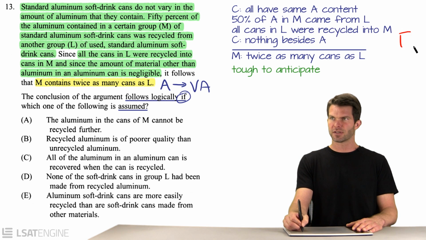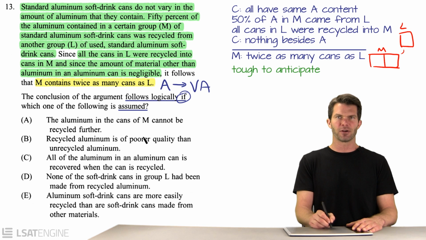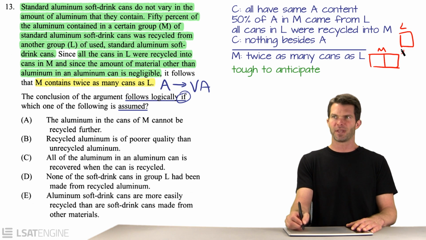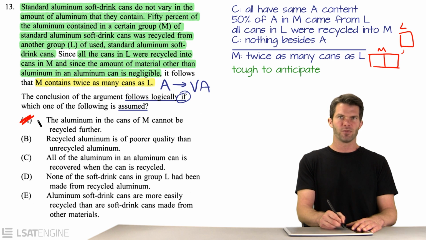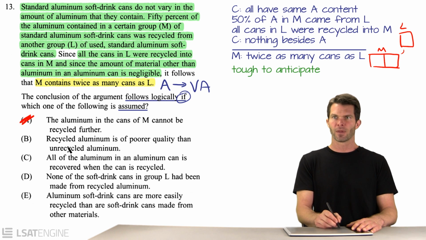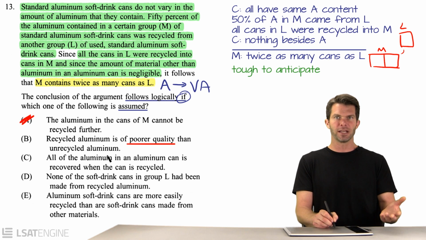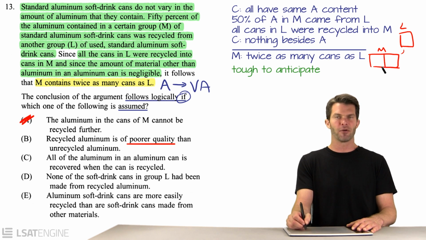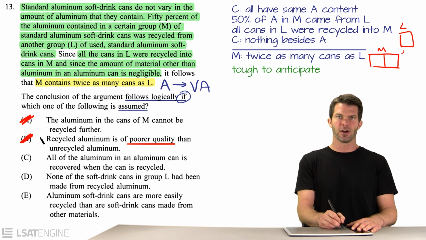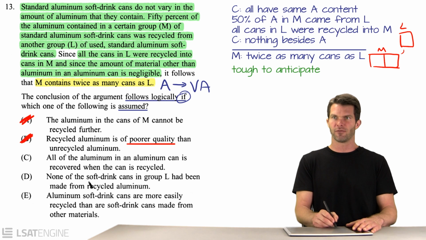So A tells us that the cans in M can't be recycled further. So remember, L looks like this. I had to erase it to move into the answer choices. L got recycled into M, and A is telling us that these guys cannot be recycled further. Well, that's irrelevant. That doesn't really help guarantee that M has twice as much as L. I don't see that being helpful, and I don't see it as a guarantor. B says recycled aluminum is of poorer quality than unrecycled aluminum. The quality of it is irrelevant. That doesn't help guarantee this conclusion, and it's not adding any value to the argument. So those two things are what I'm still looking for.